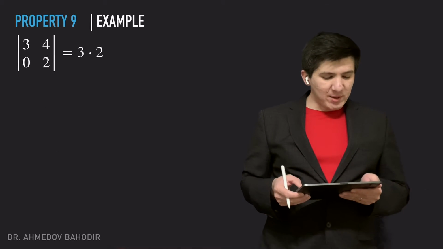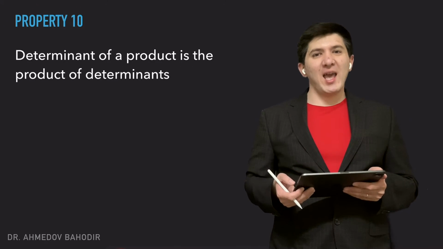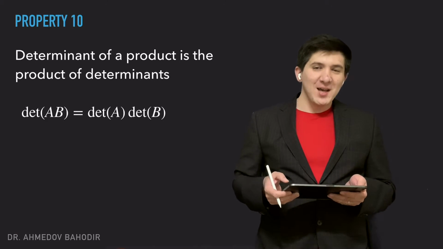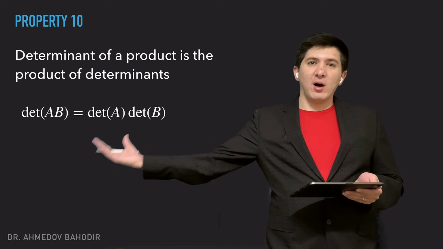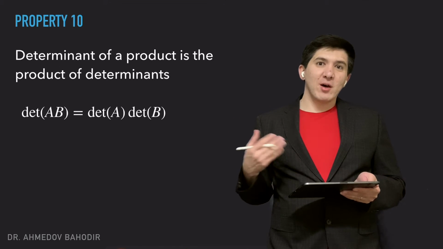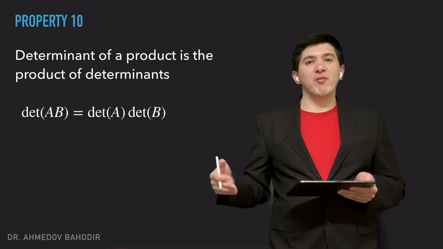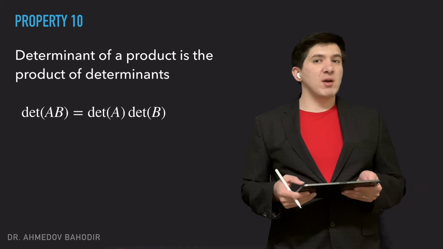Okay, so now let's talk about property number 10, which is a really nice property of the determinants. It tells you that the determinant of a product is the product of the determinants. So essentially, if you're given the multiplication of two matrices, and you would like to find the determinant of that multiplication, then just multiply the determinants of each of the matrices. It has lots of applications and implications in matrix theory. So let's first try to illustrate this with an example.